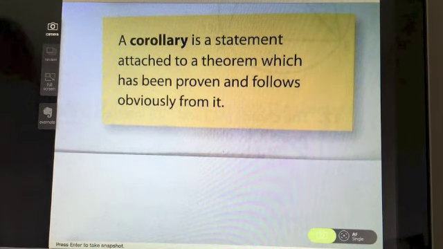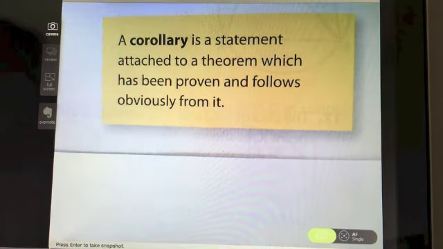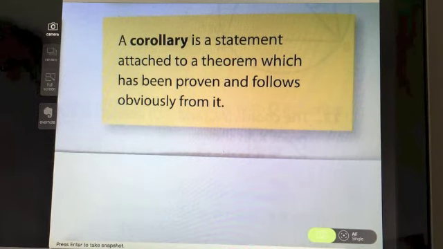So another word you need to be familiar with is a corollary. A corollary is a statement attached to a theorem which has been proven previously already, and it just follows quite obviously on from the theorem. So it's a little attachment or add-on once a theorem has been proved, something that follows on obviously from the theorem.